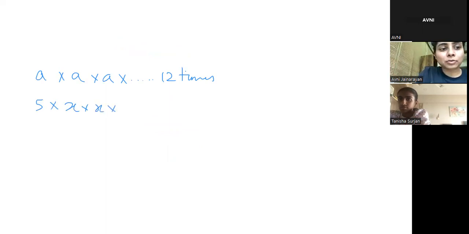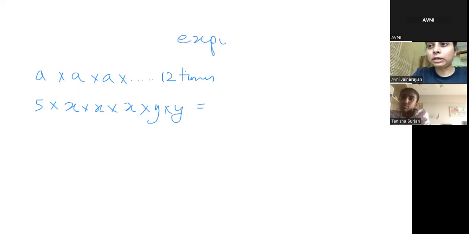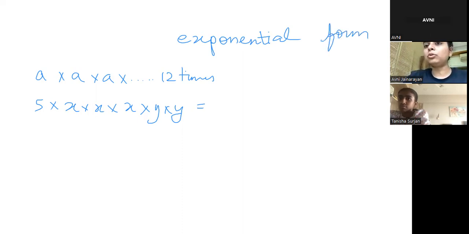Now, I'll give you another question. Okay, A into A dot dot dot 12 times. ठीक है? 5 into x into x into x into y into y. I want you to write it in exponential form. ठीक है? ये term तो पता होना चाहिए. अब क्या है कि Tanisha has learned to make these calculations. But if she doesn't know what it is called, तो exam का question तो उसको समझ में नहीं आएगा ना फिर. So this is known as exponential form. And I want you to write this equation in exponential form. What will it be? जल्दी बताओ.